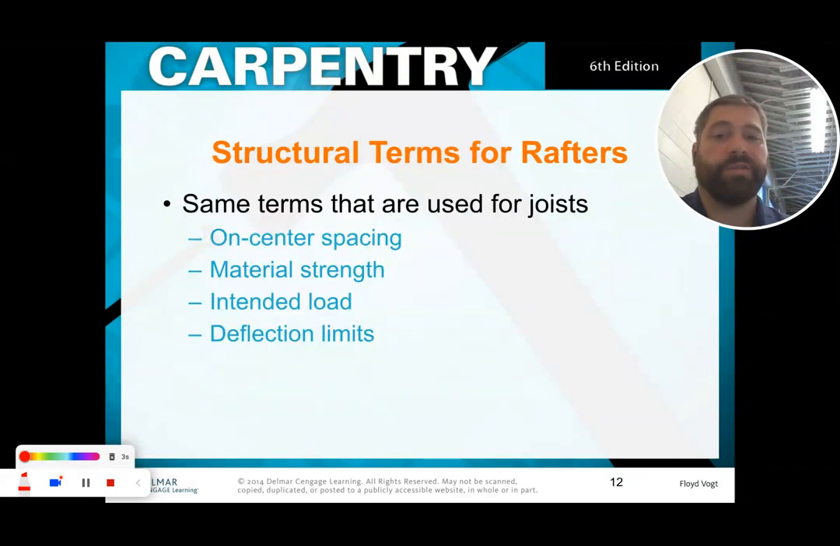Structural terms for rafters. Some terms that are used for joists are used for rafters as well: on-center spacing, the material strength, the intended load, and the deflection limits. Deflection limits refer to how much the wood is allowed to bend. Different size wood is going to have a different deflection. A 2x4 is going to have more deflection than a 2x6, which will have more deflection than a 2x8. So the bigger the material, the less deflection it has.